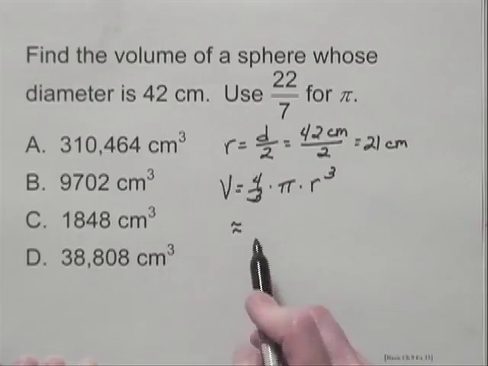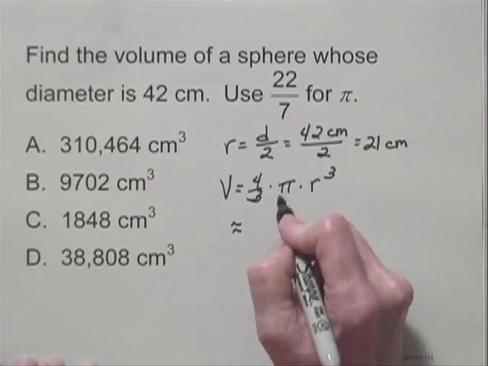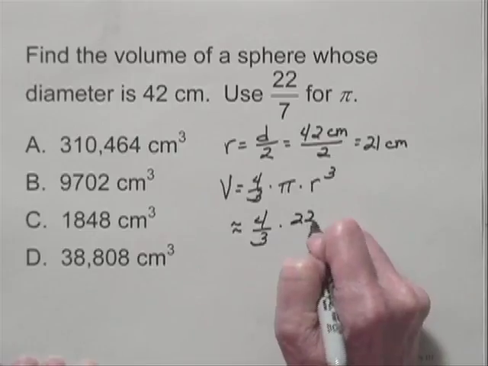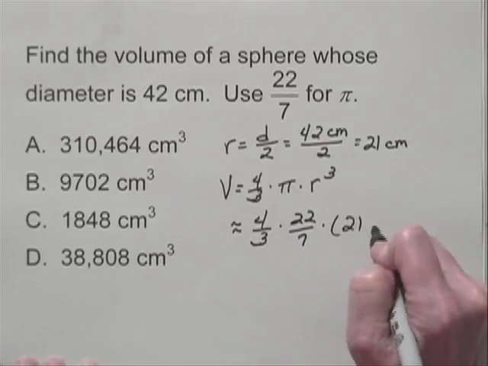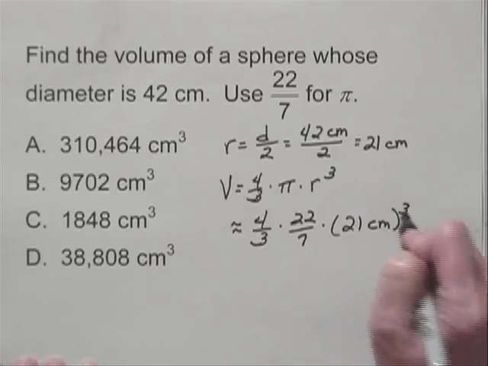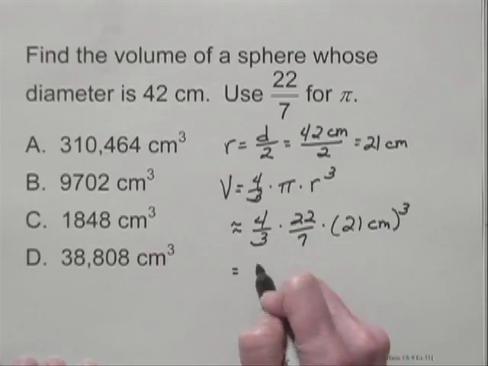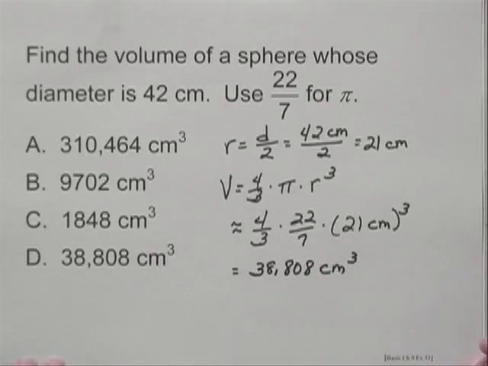I'm going to write approximately equal to now because I'm going to substitute 22/7 for pi, and that's just an approximation for pi. So we'd have 4/3 times 22/7, and I'm also substituting 21 centimeters for the radius. So I'd have 21 centimeters cubed. And when we do this calculation, we get the number 38,808, and that is cubic centimeters. So we'll look at the 4 choices that were given for the answer, and we see that D is the correct choice.